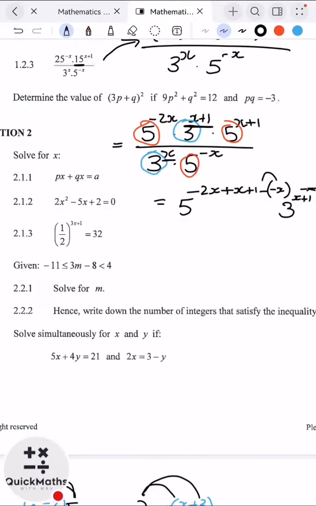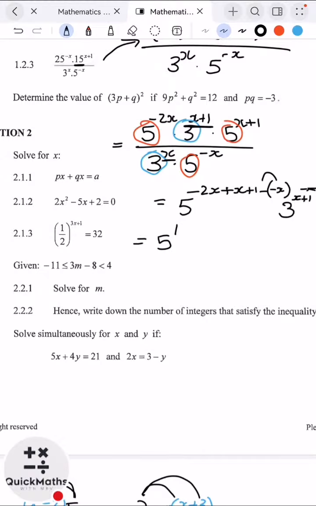So now we can add and subtract any like terms in that exponent. So this is going to be 5. That minus is plus. This minus is plus. So that's going to be minus 2x plus x. That's minus 1x plus another x. That's 0x. The x's disappear. So this is gone, that's gone, that's gone. I'm left with only the plus 1, so it's 5 to the power of 1.